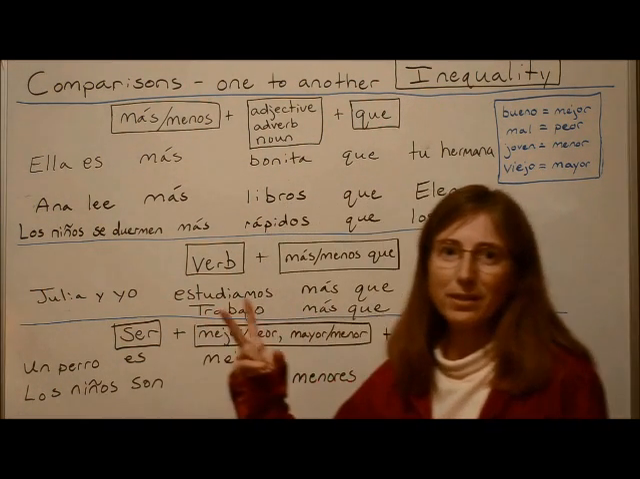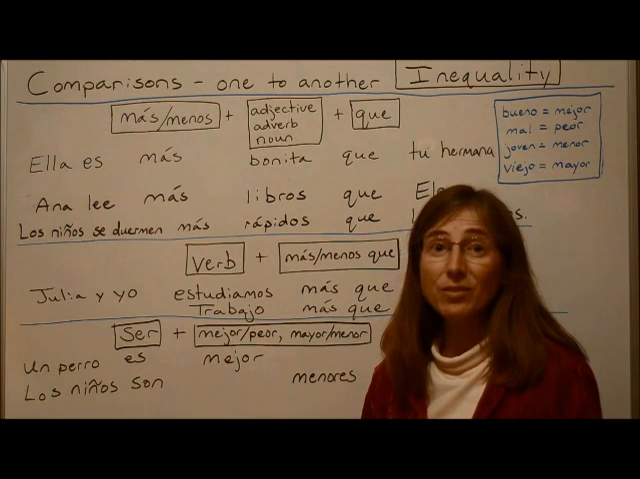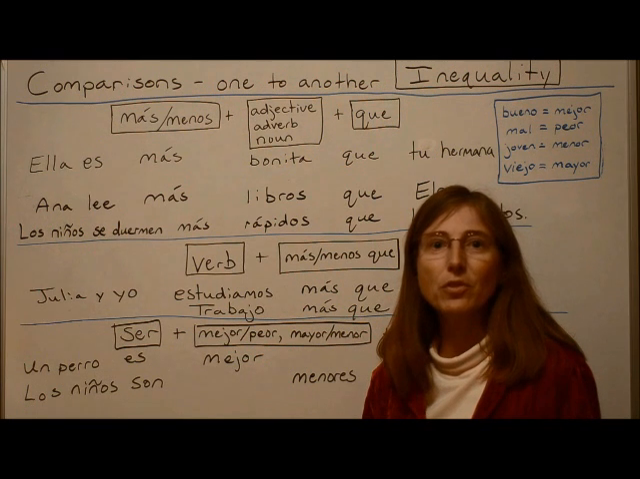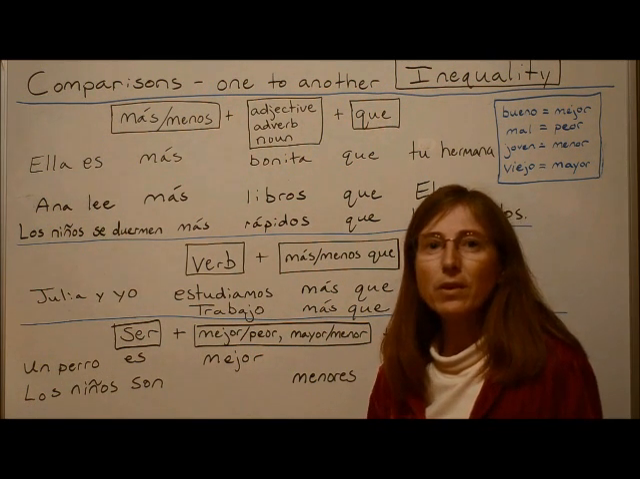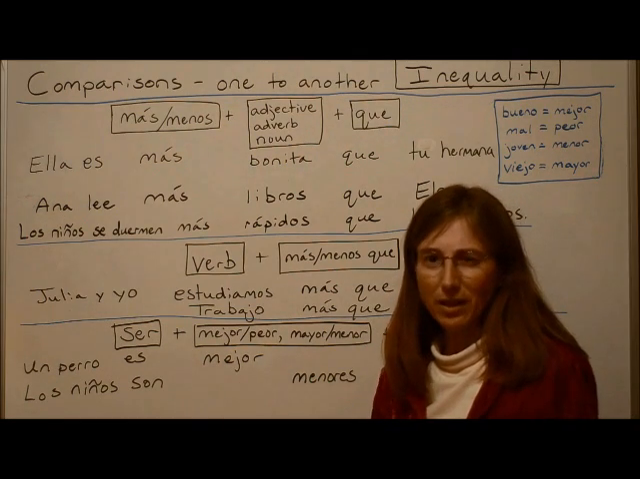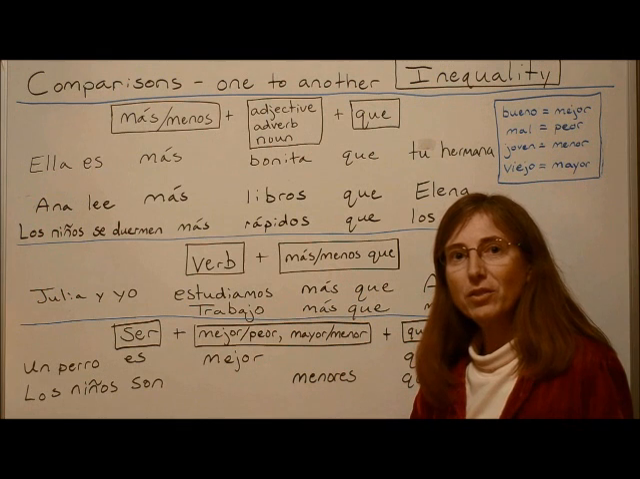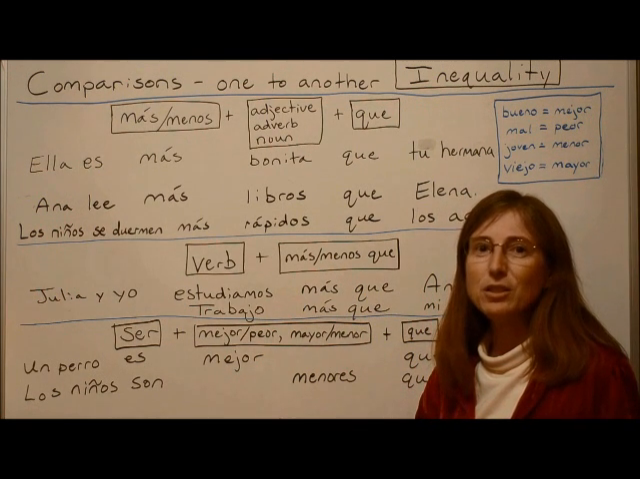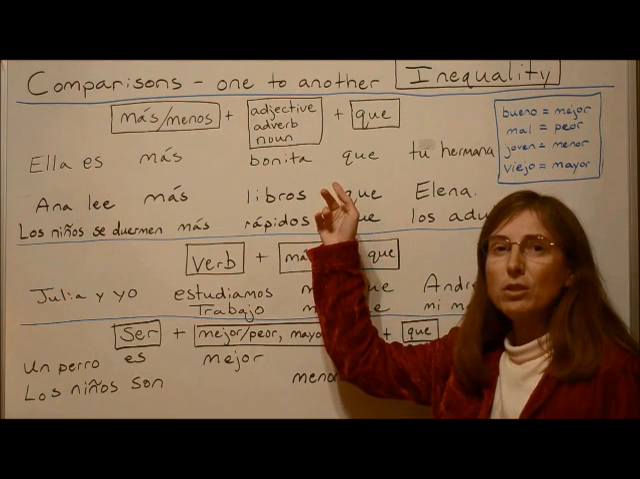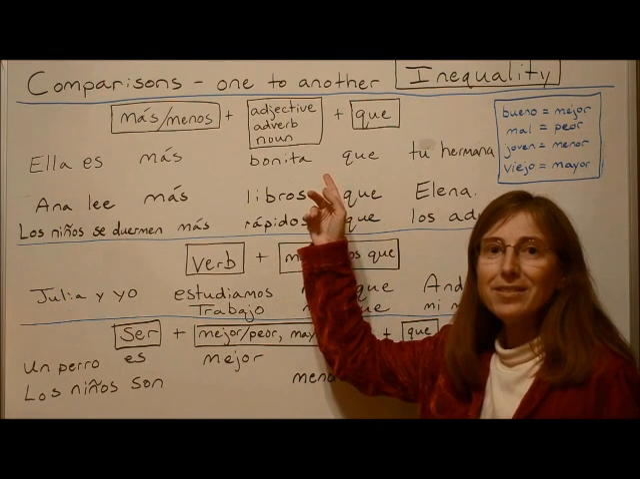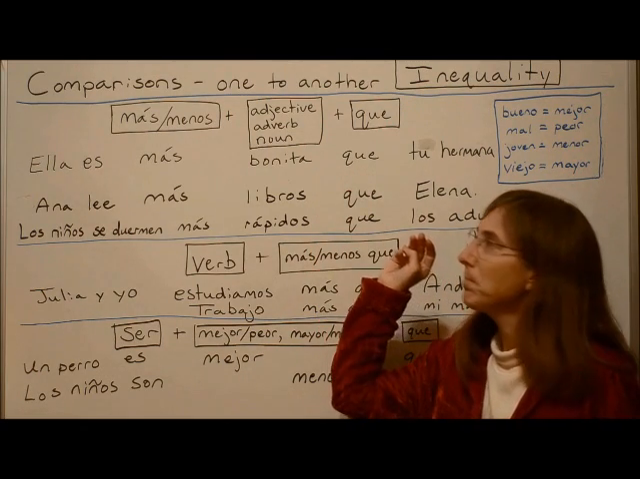There are two basic categories of comparisons that we're going to look at in Spanish, and in this video we're looking at comparisons of inequality. It's where we compare one thing to another and those two things are unequal, they're not equal. There are three main structures for comparisons of inequality in Spanish, and we're going to talk about each of these structures. The first structure is when we use an adjective, adverb, or noun in our comparison.